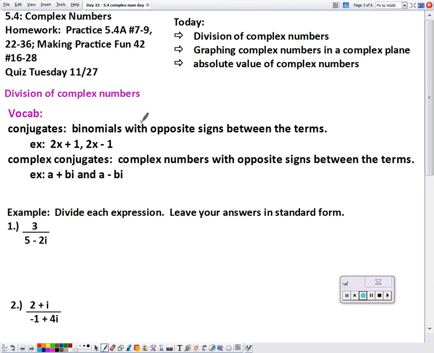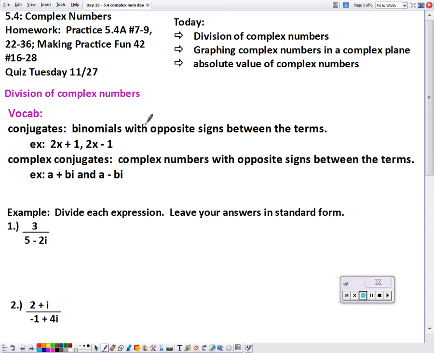All right, two conjugates are just binomials with opposite signs between the terms. So for example, 2x plus 1 and 2x minus 1. What's special about conjugates is if you multiply them together, you end up with another binomial. And these should look familiar because if we factored perfect squares, this is what it looks like.